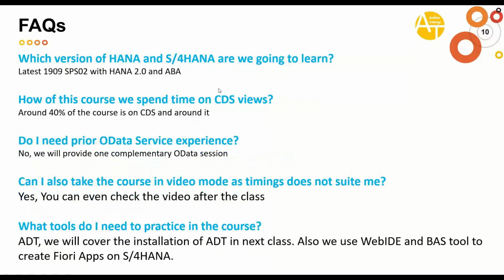Which version of HANA and S4 HANA are we going to use? I'm going to use the 2020 version. Okay, it's written wrong here in the slide. I have to correct it. So it's 2021, the latest version of SAP S4 HANA with SAP NetWeaver 753 support pack 2 is what we will be using. And for HANA, we will be using HANA 2.0. And that's the latest version.